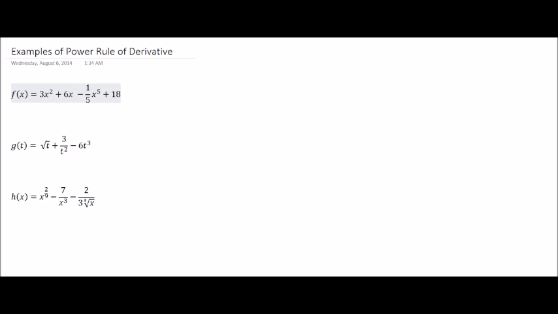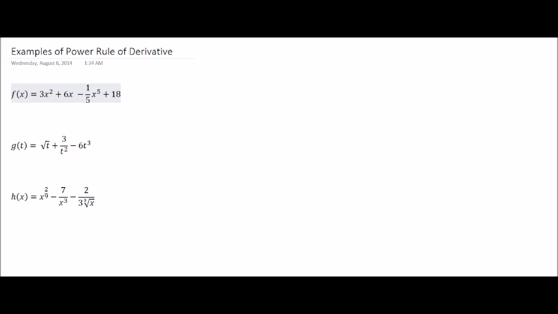So let's take a look at a couple of more complicated derivatives. We've got a few more fractions here. We've got some variables under radicals. We've got a few fractional and denominator variables as well. So let's look at the first one here. We've got 3x squared plus 6x minus 1/5 x to the 5 plus 18.